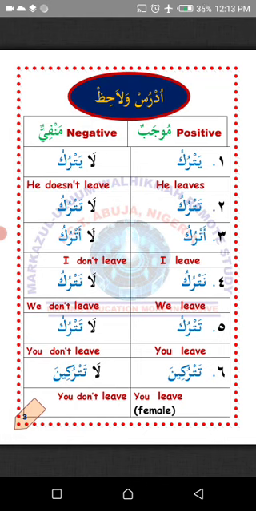Khamsa, number five. Tatruku, you live. La tatruku, you don't live. Sita, number six. Tatrukina, you live. Talking to a single female person. La tatrukina, you don't live. La'alaka fahimt? I hope you understand.